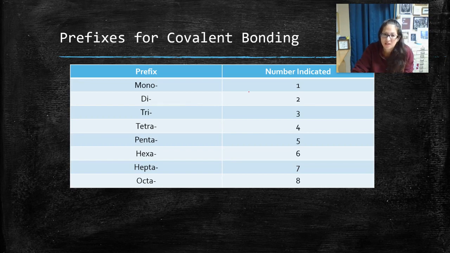Hopefully you had a chance to record these. Mono is 1. Usually I have you memorize these, but you could also write them on your periodic table. Di, kind of like di means 2. Tri, like tricycle. Tetra, 4. Penta, 5. Hexa, hepta, octa. There's also nona and deca, just for those of you that were wondering.